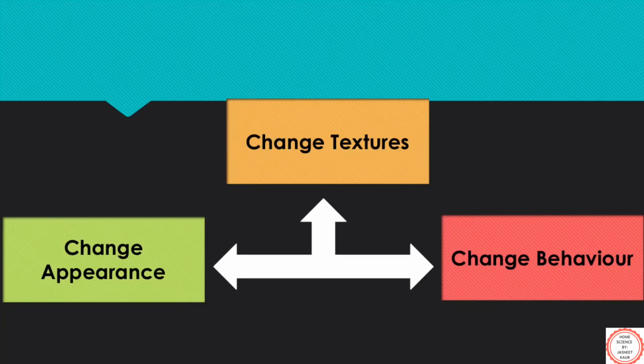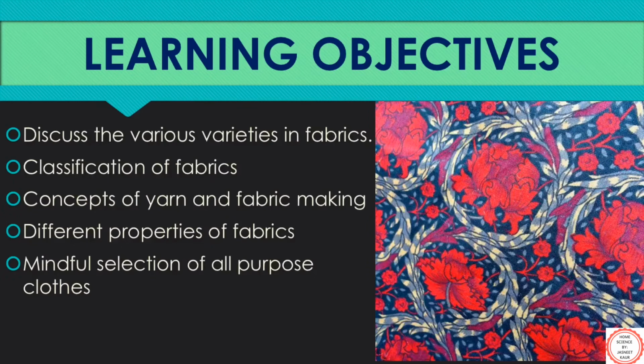So at last, talking about the learning objectives of this chapter, what all we have understood after the completion of this chapter. We have understood the different varieties in fabric, classification of fabrics, concept of yarn and fabric making, different properties of fabrics, and what all things we need to keep in our mind while selecting our clothes.